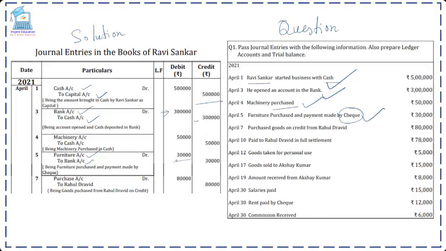Clear? Next, purchase goods on credit from Rahul Dravid. Here we will not write goods, as we discussed in our previous class, that whenever there are goods, we generally write purchase, sales, purchase return, sales return, or stock. These are the things we do with goods. Here purchase of goods is mentioned, so we will write purchase account debit to Rahul on credit. Since it is on credit, we write Rahul. If it is on cash, then we'll write cash. Is it clear up to entry number 7?